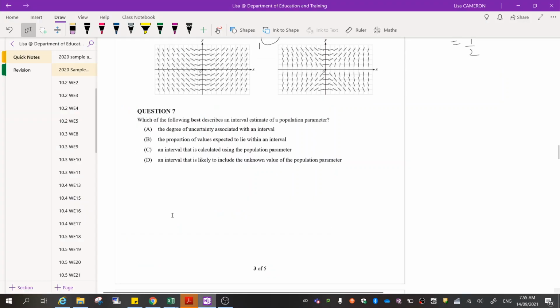So let's go back again and have a look at these. So the proportion of values, it's not really about the proportion. An interval that is calculated using the population parameter, well, kind of, but not really, because the population parameter should be between your two answers, meaning that D is our answer. So an interval that is likely to include an unknown value of the population parameter. That's our answer.